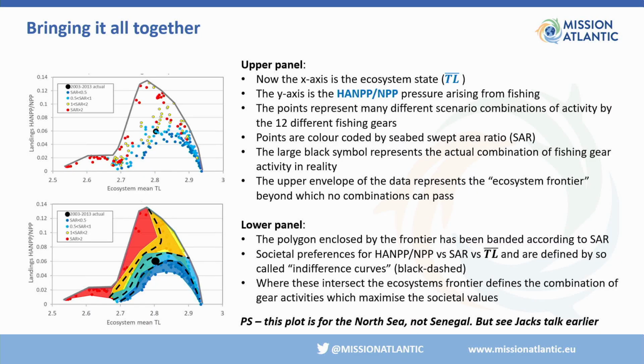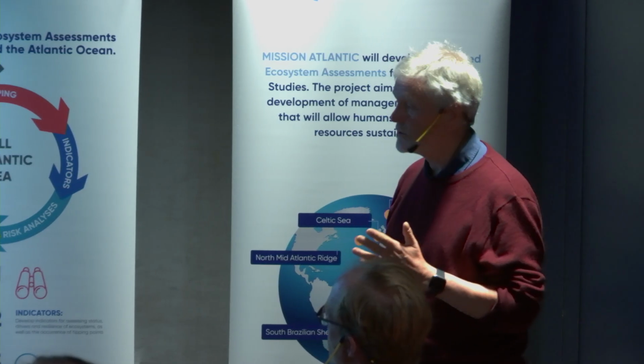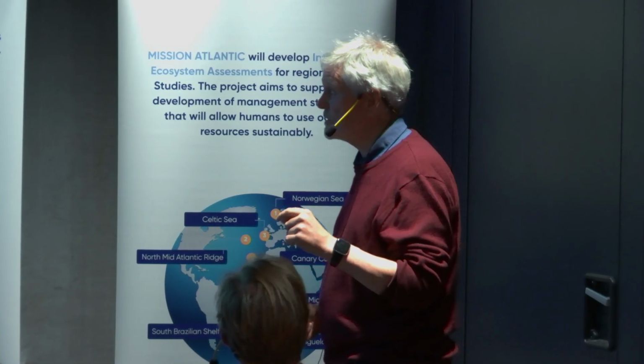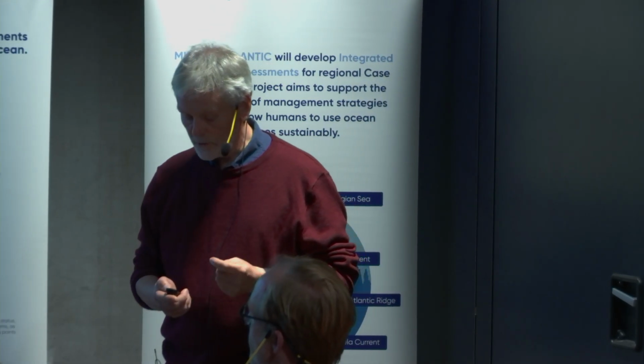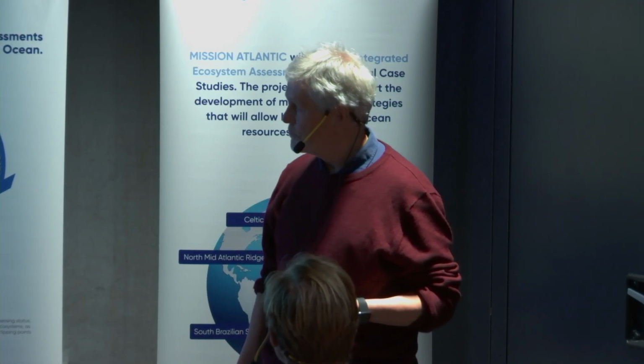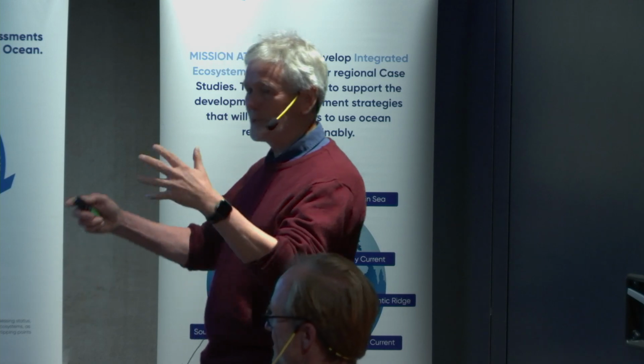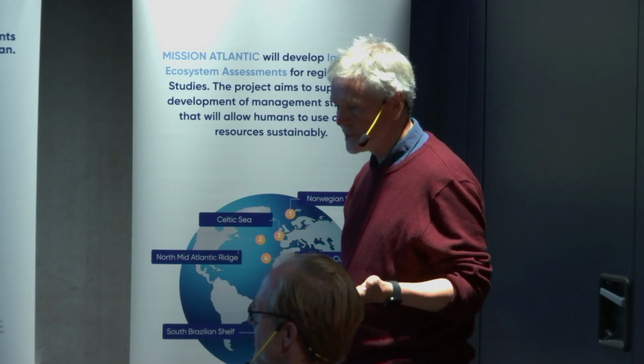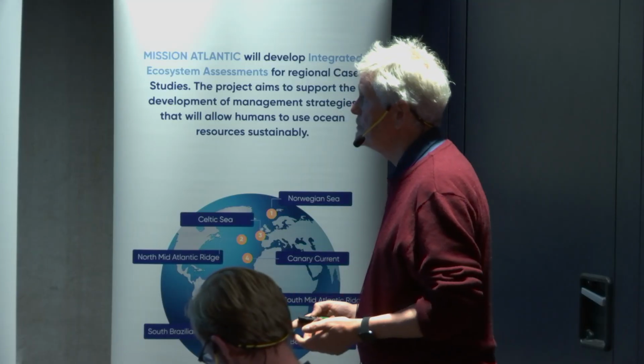Those are isopleths where society has the same preference for the combination of conditions that we find in the ocean. And where those preference or indifference curves intersect with the ecosystem frontier defines the combination of gear activities which maximize the societal yields or societal benefits from the system. So that's an emerging germ of the idea behind where we want to try and crystallize this morass of model output. Huge amounts of time and computer effort from Yuri and all sorts of people boils down to two or three numbers, which we can stitch together into diagrams like this so you can try to explain to all sorts of people actually.